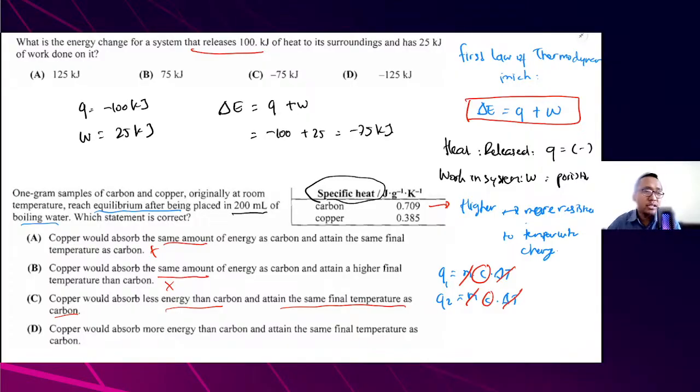And how about D? Copper will absorb more energy than carbon. This statement is the opposite, so the answer will be C. Just a quick recap, guys: when the final temperature is the same, the material with the lower specific heat absorbs less energy.